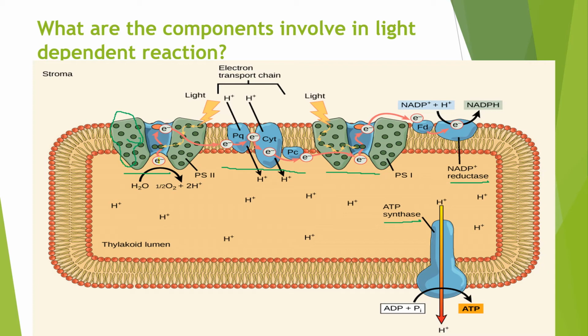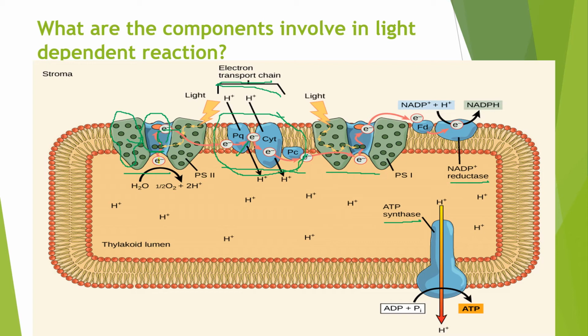This photosystem 2 also contains a reaction center where a pair of chlorophyll molecules are found, and these chlorophyll molecules have a special property that could undergo oxidation. And when it undergoes oxidation, meaning it loses electrons, these electrons will be transported by the electron transport chain. Part of the electron transport chain is the cytochrome complex, which is composed of the protein plastoquinone and the protein plastocyanin.